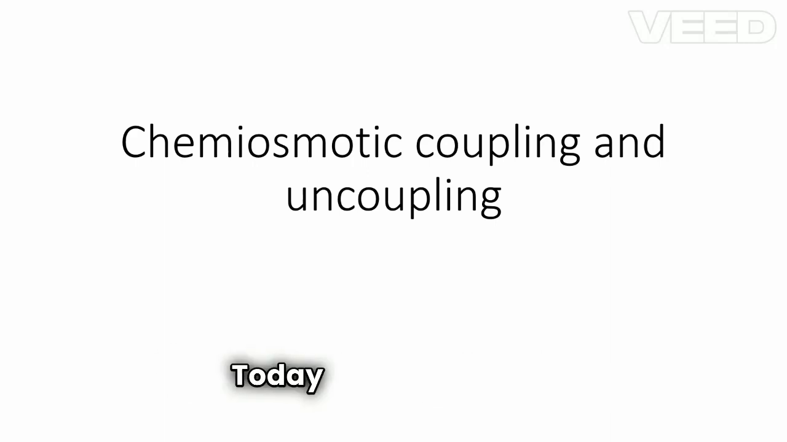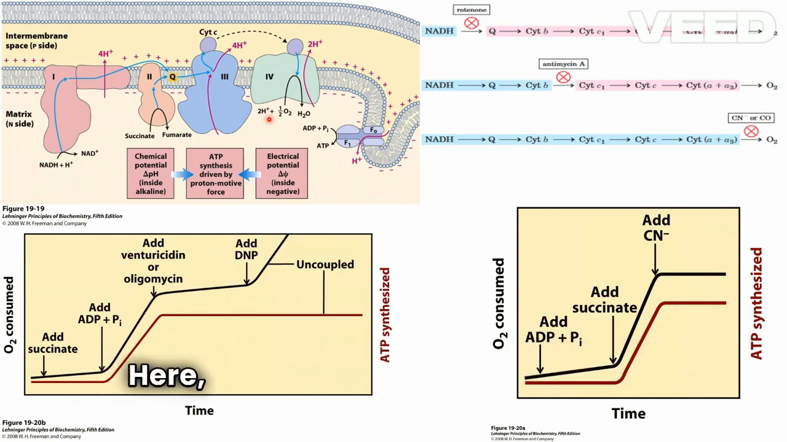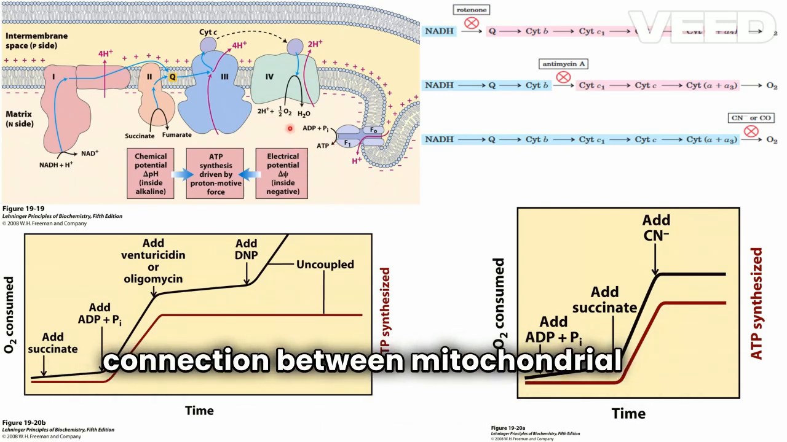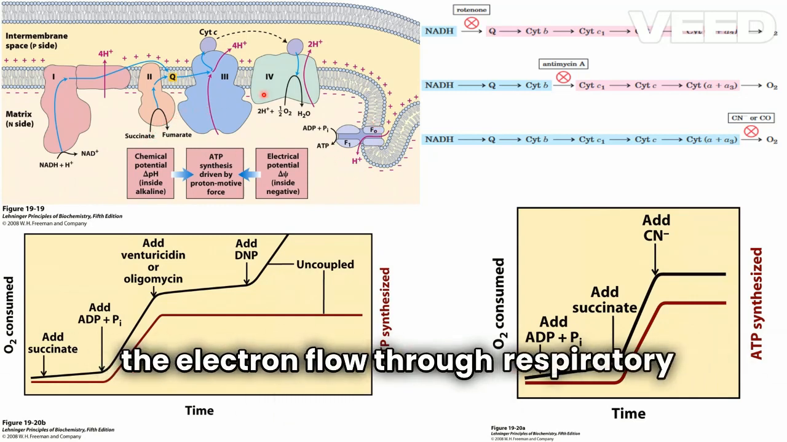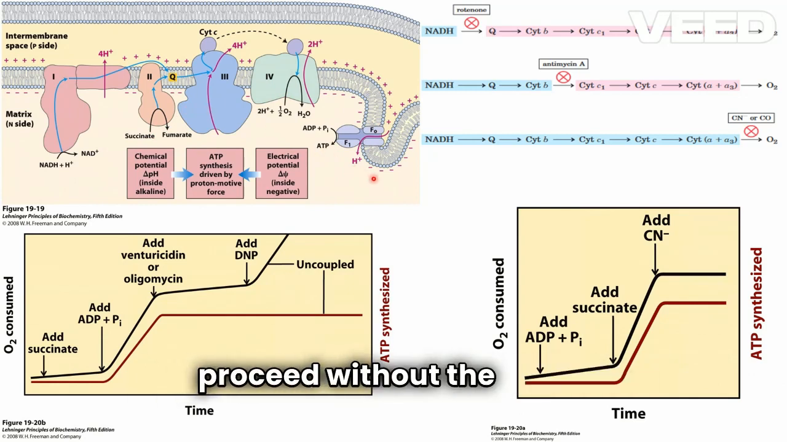Hello everyone. Today we are going to learn chemiosmotic coupling and uncoupling. Here, coupling refers to the obligate connection between mitochondrial ATP synthesis and the electron flow through the respiratory chain. Neither of these processes can proceed without the other.